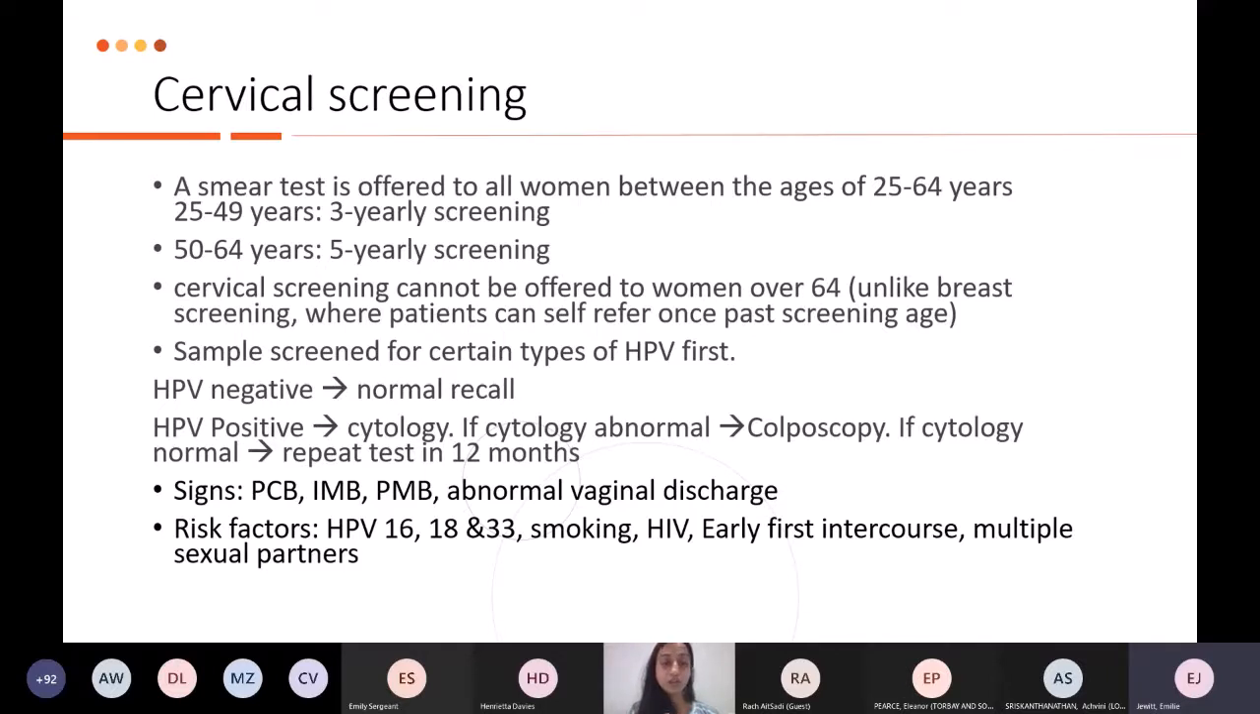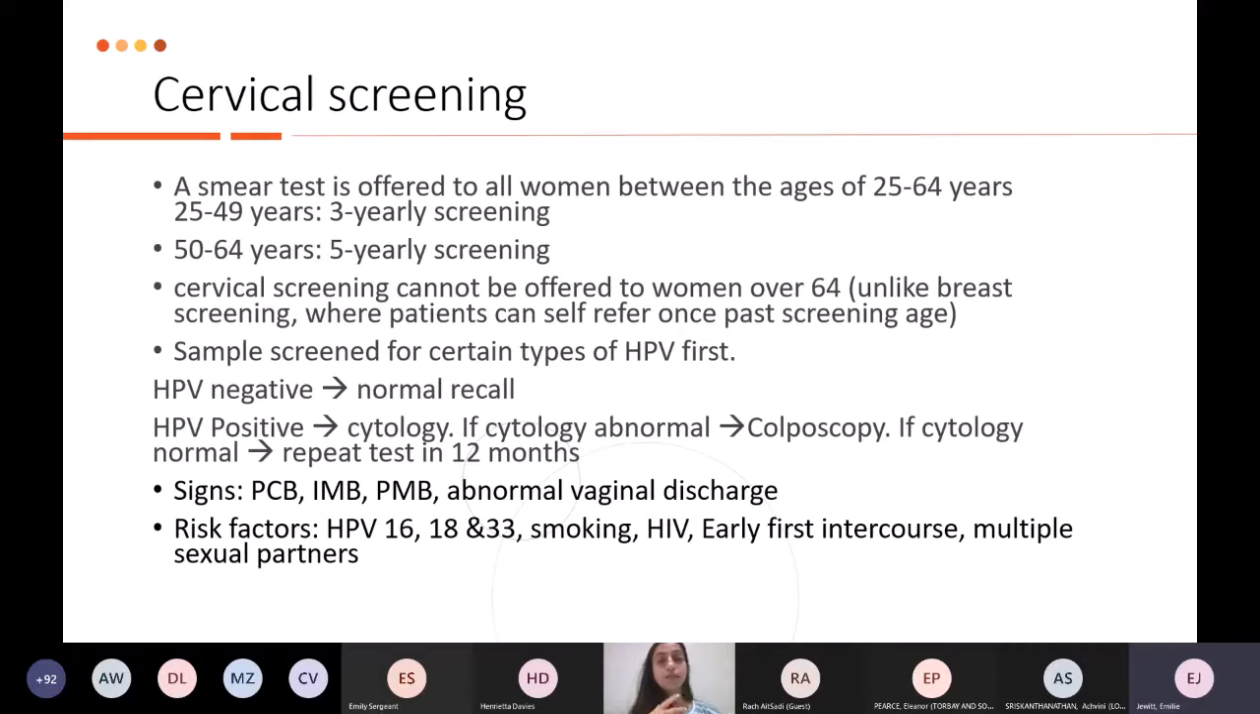If you're found to be positive, they would then look at the cells. If the cytology is abnormal, you will get referred to colposcopy for samples to be taken via LETZ procedure. Or if the cytology is normal, you would just repeat your smear again in 12 months. And then you would take it from there, depending on the results.